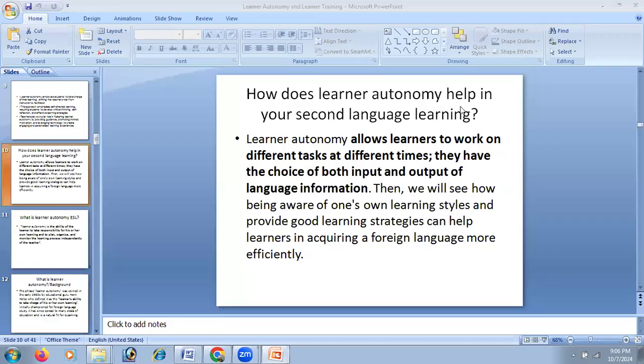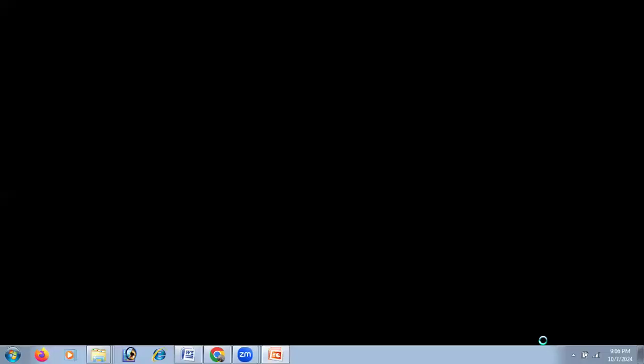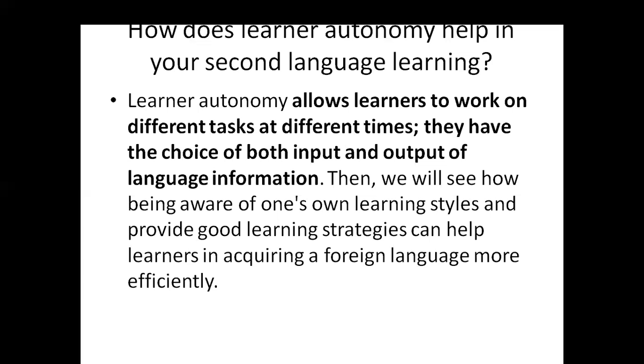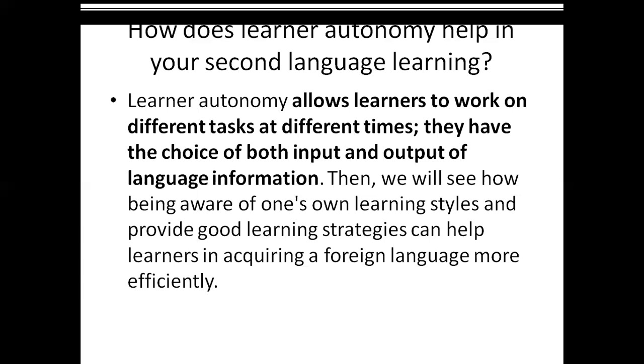Learner autonomy. Here we see the learner autonomy. Learner autonomy allows learners to work on different tasks at different times, and they have the choice of both input and output of language information. And we will see how being aware of one's own learning style and having good learning strategies can help learners in acquiring a foreign language efficiently. So learner autonomy is a process of learning language.